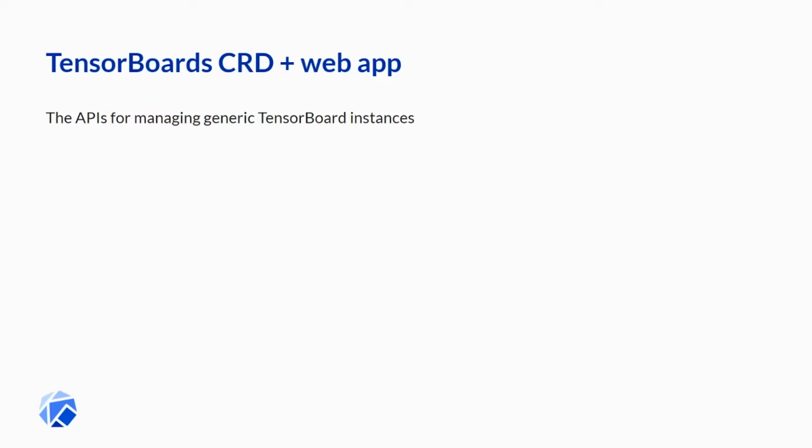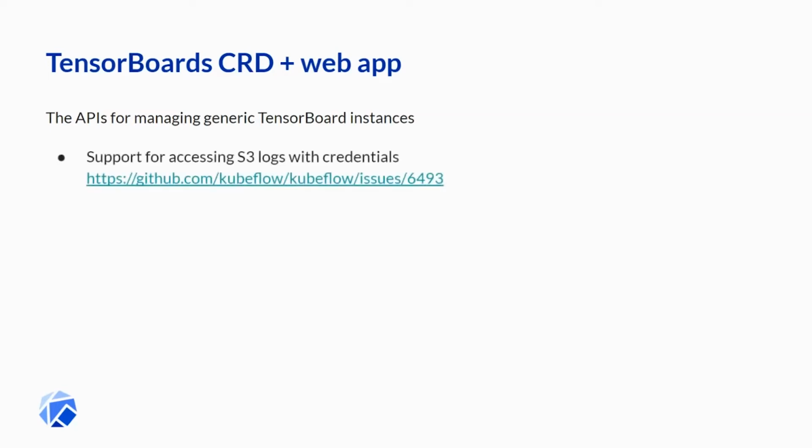Whether that means mounting a PVC that contains the logs, or being able to just observe an endpoint that contains the log as the training happens. And right now, the main limitation that we have with TensorBoard is a quite serious one, and it's regarding being able to access generic S3 logs with credentials. The problem right now that we need to mitigate is that we need a mechanism to be able to dynamically inject credentials needed for TensorBoard into the pod itself.